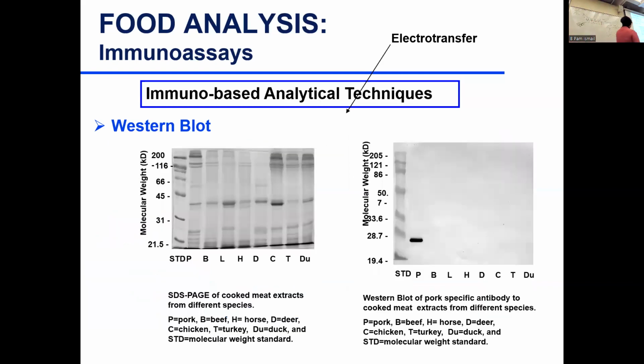This is an example. In this case, it's a 1D separation. You don't have spots, you have one-dimensional separation. And here's an example looking for cork protein specifically. So on your blot, you only see one color band, specific in this case for cork. So that is just an example.